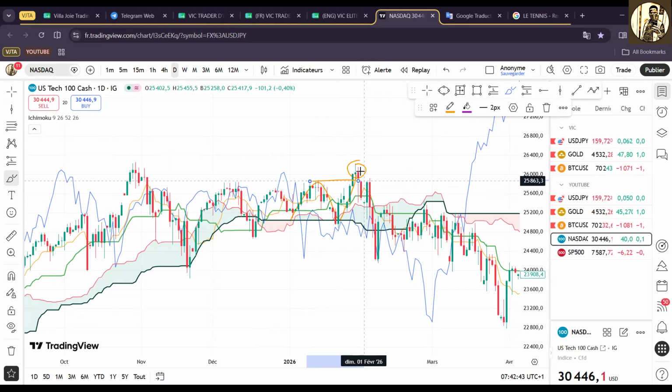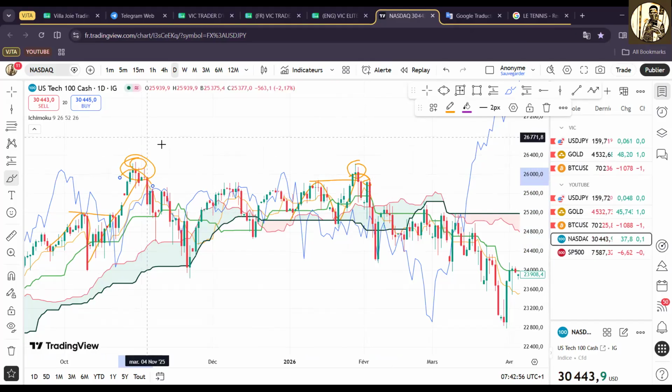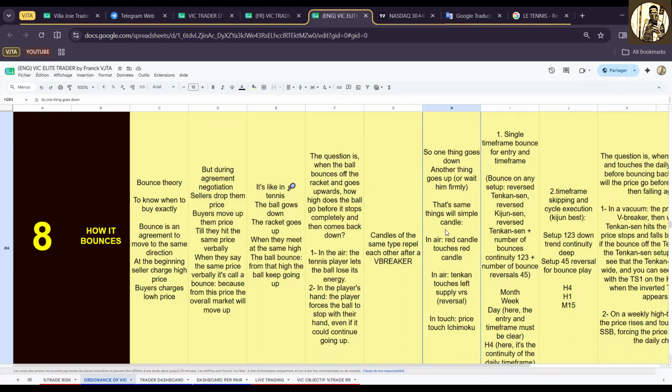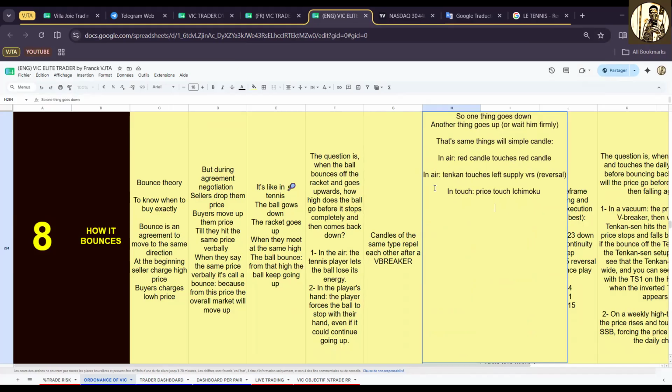It is because if you go on 1 hour, you will see Tenkan bending down here. Even at this level, the price were going up like this, broke this high. How do you know that at this level the price will drop? You just do the time frame skipping by two method, and then you will see Tenkan bending down. So that's the second element.